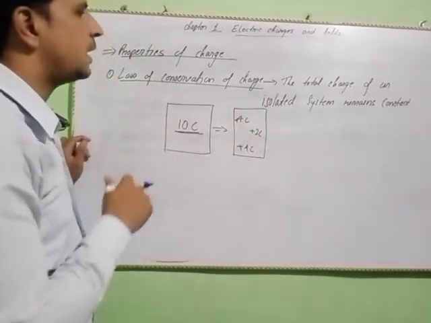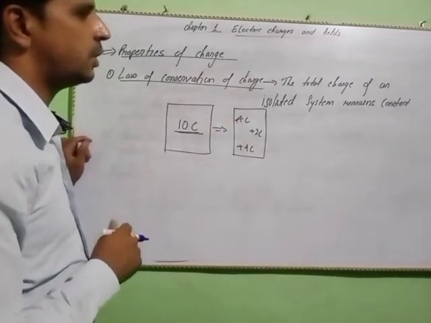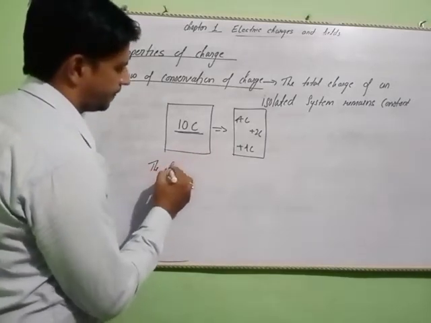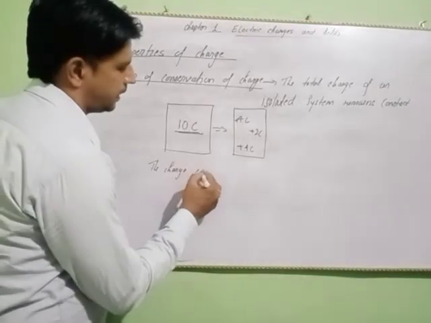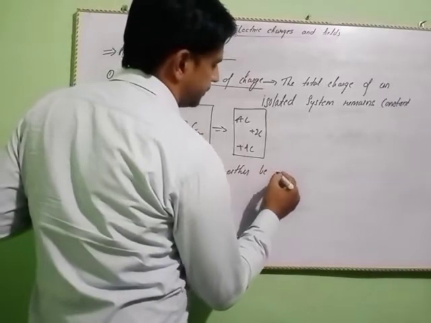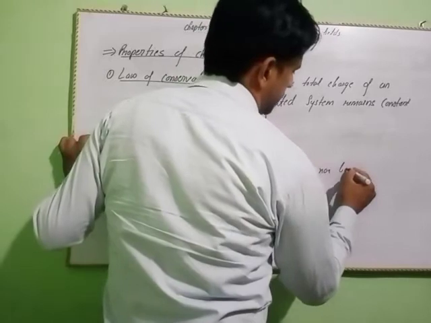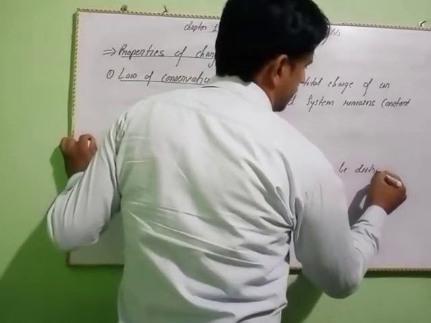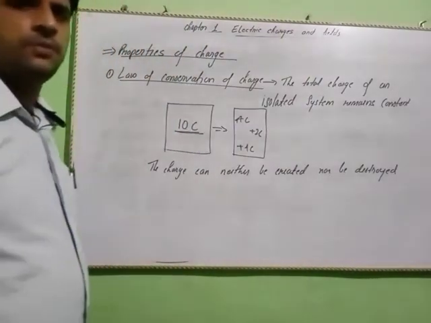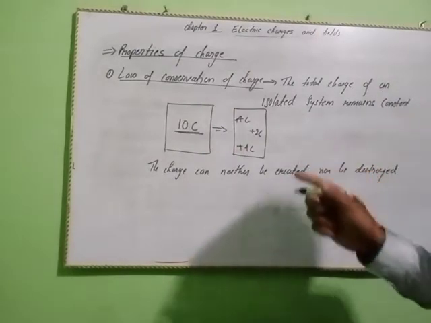Okay, so this is known as conservation of charge, means charge of an isolated system always remains constant, or in other words, the charge can neither be created nor be destroyed. Okay, so this law is known as law of conservation of charge. This is the first property of charge. Pause the video and make a note of it in your fair copy.